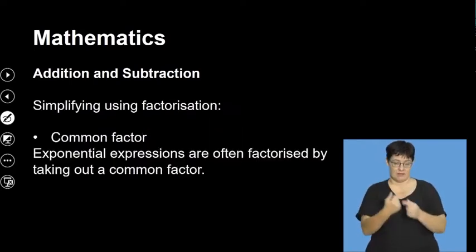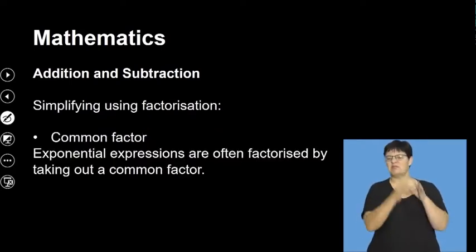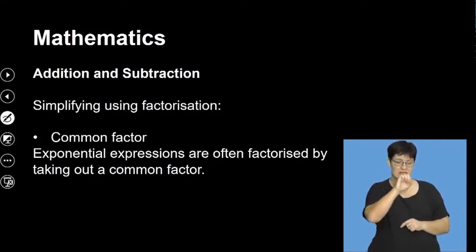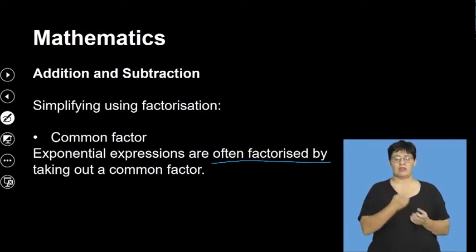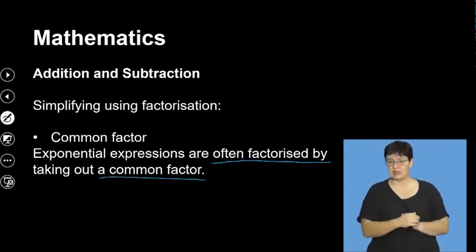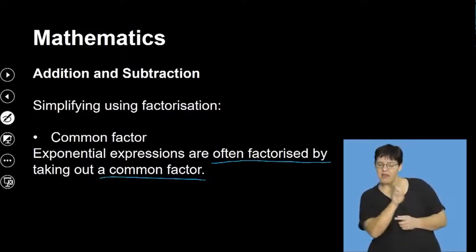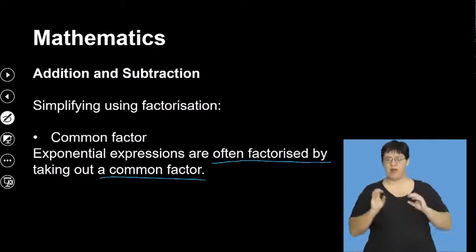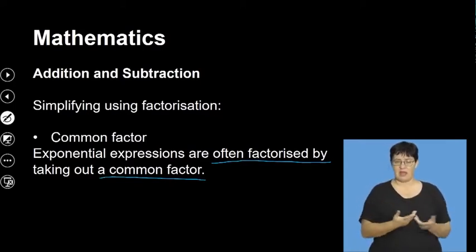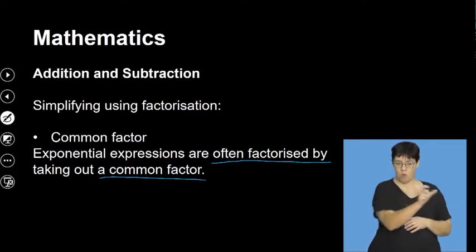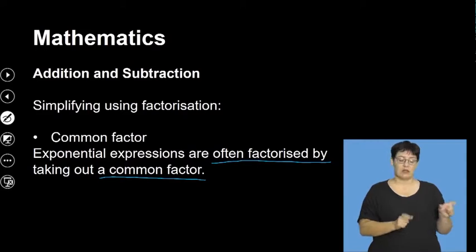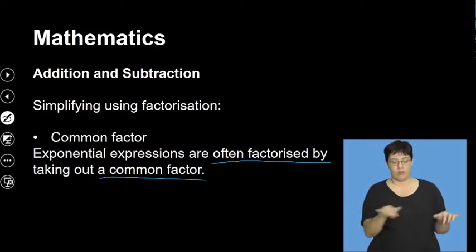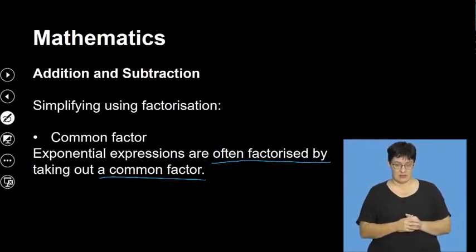So simplifying using factorization, the common factor type, we often factorize this by taking out a common factor, right? When you're taking out a common factor, it is when we see something that is common in those terms that we are dealing with, right? It might be 3 terms, it might be 4 terms, as long as there is one thing that's common throughout. Not common just on the first 2 terms and then the last 2 terms do not have anything, and then you act as though you're taking out a common factor for everything.